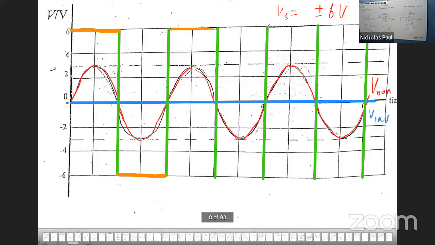So the output is those orange lines. But the purpose of the green line is just to show you when to compare. Okay? You always look for intersections and then compare.